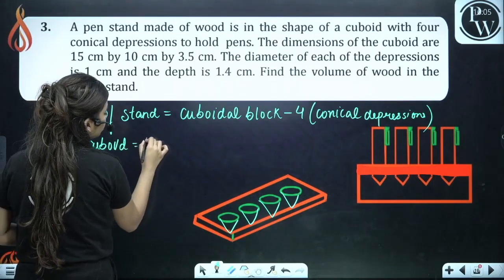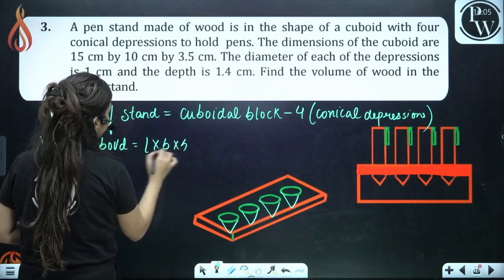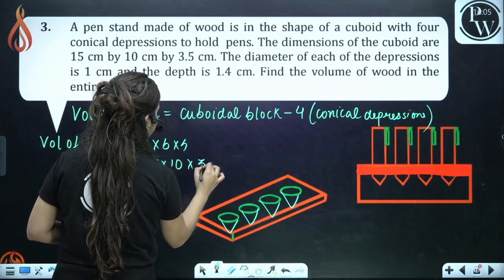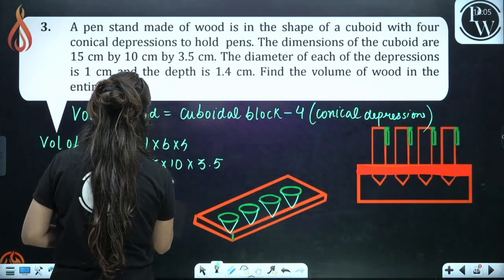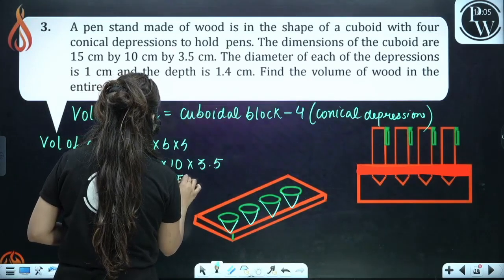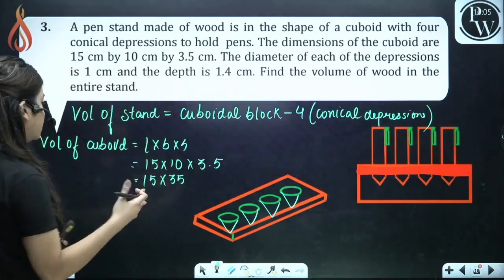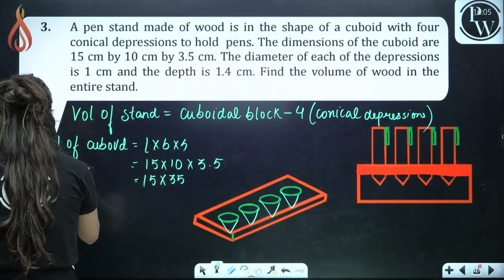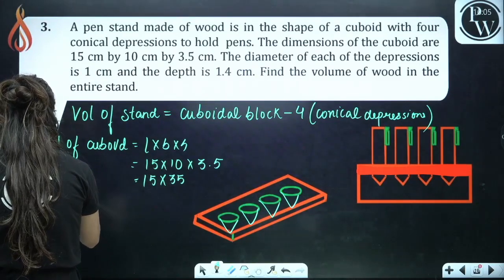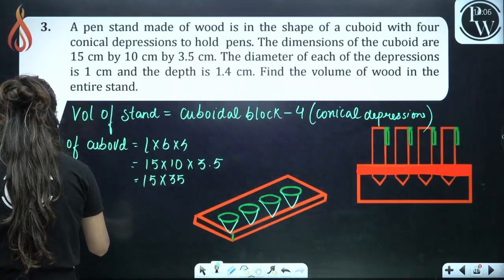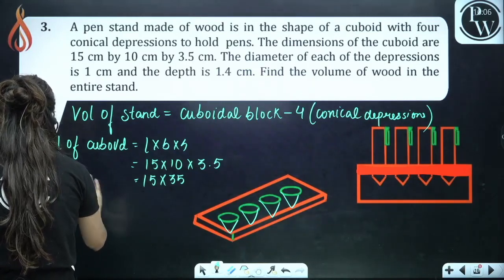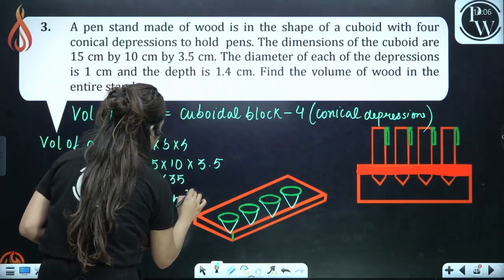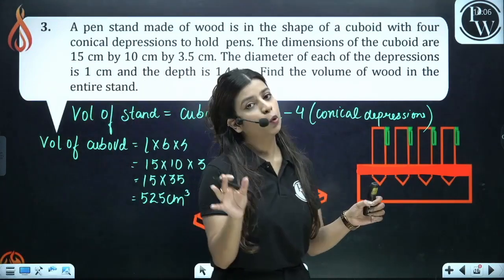The volume of a cuboid is length into breadth into height. Length is 15 into 10 into 3.5. So this will become what? 3.5 into 10 is 35. So this will come out to be 35 into 15, and this will come out to be 525 centimeter cube.